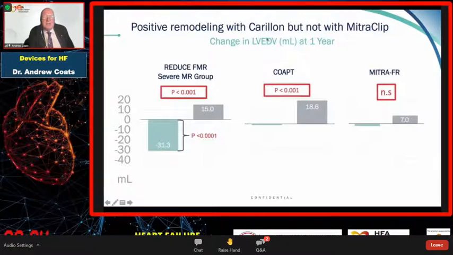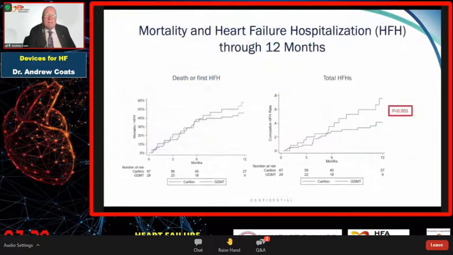And we see this change in LV-EDV at 1 year in the REDUCE-FMR trial, that's the name of the trial, severe MR group, whereas in COAPT and MITRA-FR, there is a difference, particularly in COAPT, but it's not a reduction in LV end-diastolic volume in the intervened patients, it's just that there is a greater enlargement in the placebo patients. So in contrast to the MitraClip, the Carillon device actually reduces end-diastolic volume. It has not been subject to the large trials, so we can't at the moment make definitive comments about mortality and hospitalization, but at least there is an encouraging trend that in the trial of the Carillon device, there was a significant reduction in total heart failure hospitalizations, but of course it was underpowered to say that definitively.